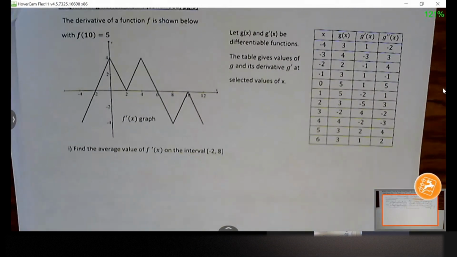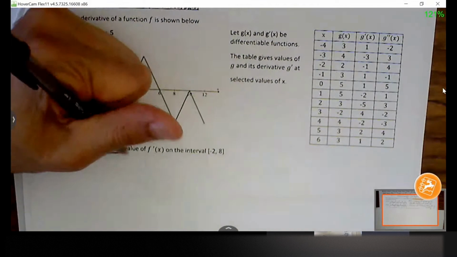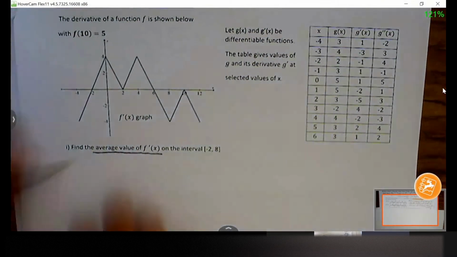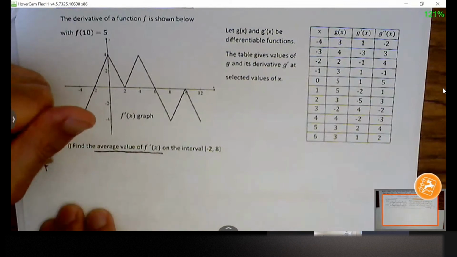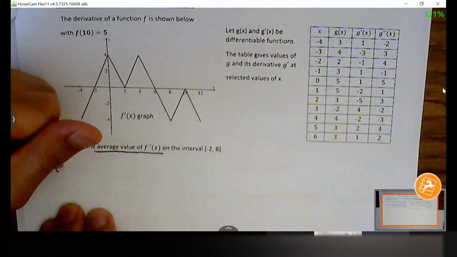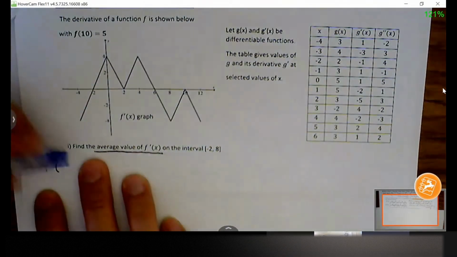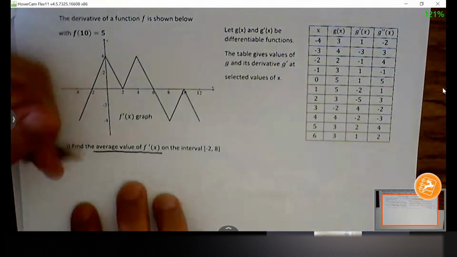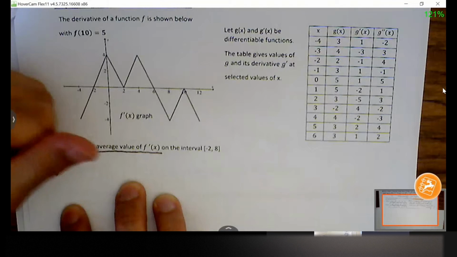All right, find the average value of f prime. So we have average value theorem, and that's all we need to use. Let me write out what average value theorem is, and then we can adapt it for this problem here. So on the formula sheet, average value theorem.